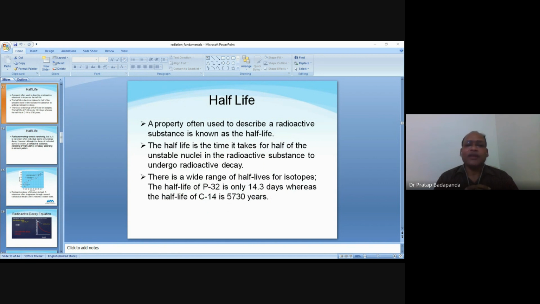So a property often used to describe a radioactive substance is known as the half life. I told you, this half life is a phrase usually associated with radioactivity. Wherever you see the half life, you have to understand that the question is about the radioactive nature of the substances.